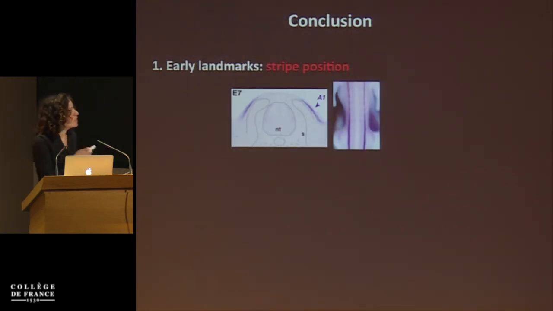Okay, so if I summarize the results that I have shown to you today, I think we have results saying that the process of periodic stripe patterning is a two-step mechanism. First step, there is an early landmark, which is the mesoderm, the somite, that sets the position of agouti, and thus the position of stripes. And this is consistent with the fact that we don't observe a lot of variation in stripe position in species. So it's consistent with the fact that this early landmark is a constraint to evolution.